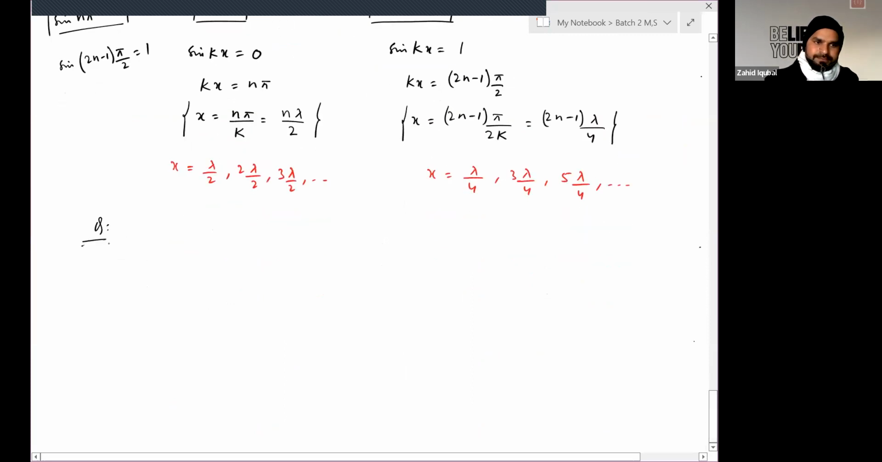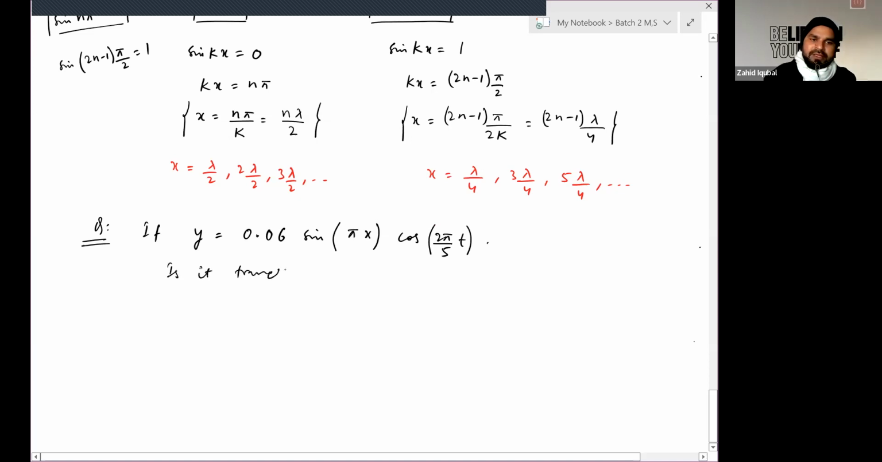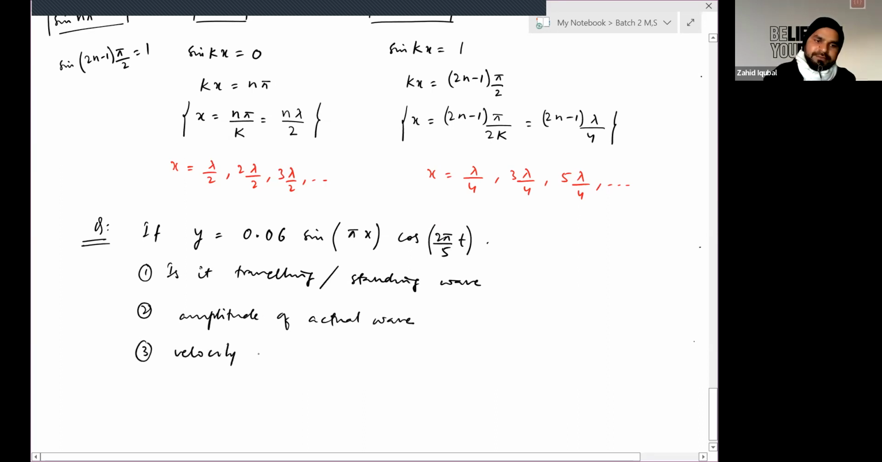So you'll be asked, if y equals 0.06 sine pi x cos 2 pi by 5 t, is it a traveling wave or a standing wave? Second, the amplitude of the actual wave, and third, the velocity of the wave. Samaira, is it a traveling wave or a standing wave?